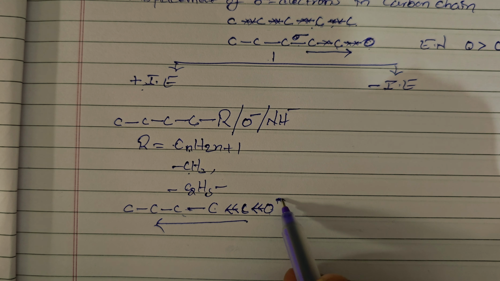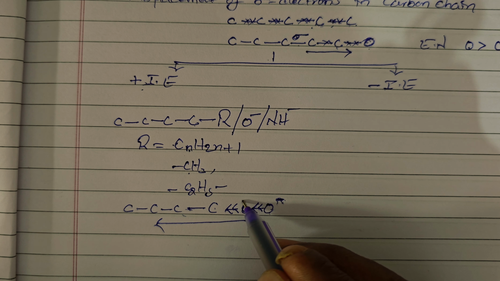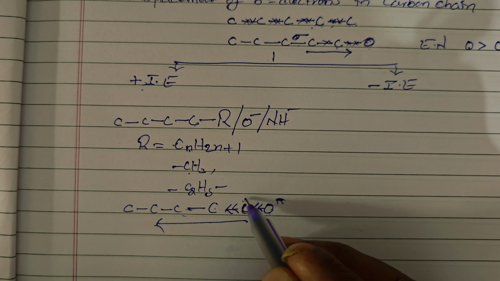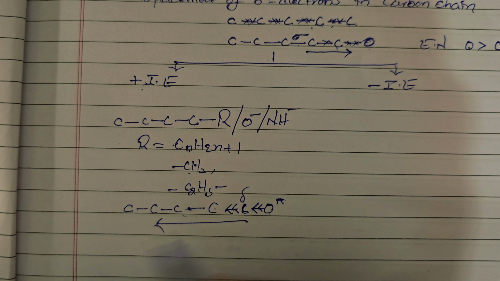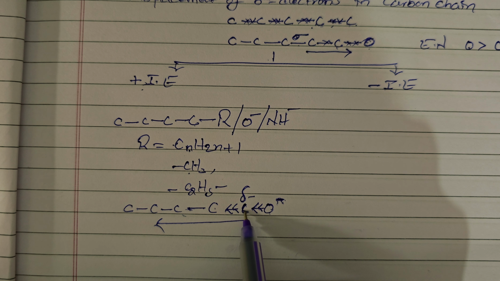On the oxygen, negative charge is there. Negative charge releases this electron density to the carbon. So what happens here on this carbon? Negative charge is generating. That negative charge we are representing as a partial delta. That symbol is delta. Partial negative charge. More electron density is existing on this carbon compared to this carbon.